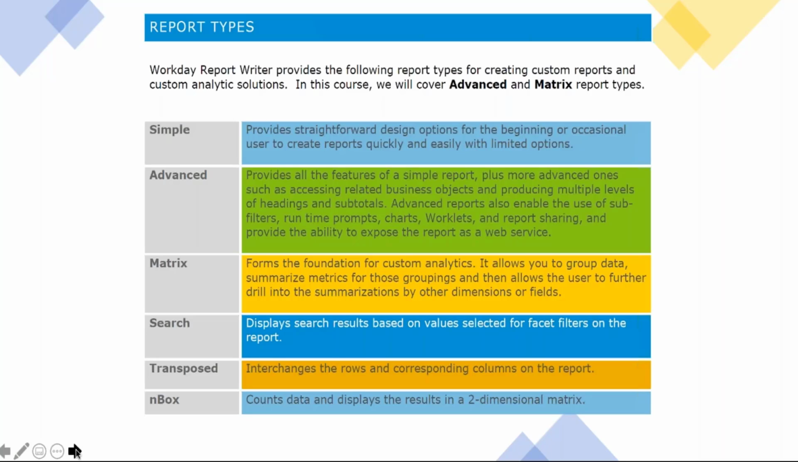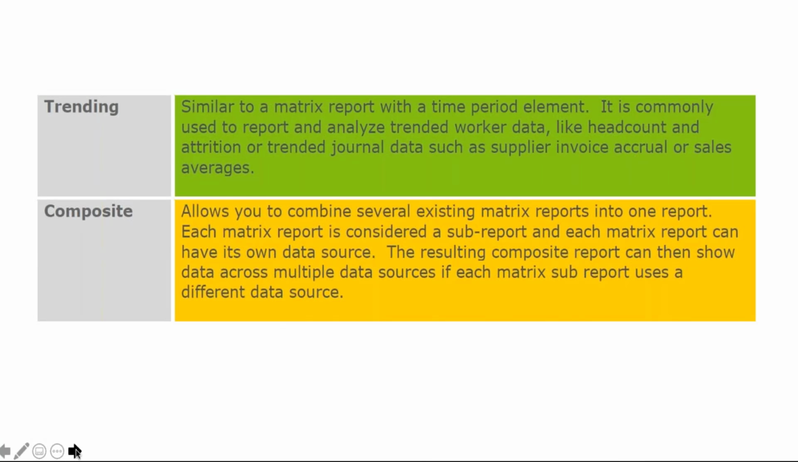Then comes NBOX. NBOX is a report not many organizations use, only those organizations which heavily invest in calibration, like performance calibration and talent calibration, use it. So that's how NBOX reports work in Workday. Then comes trending report.